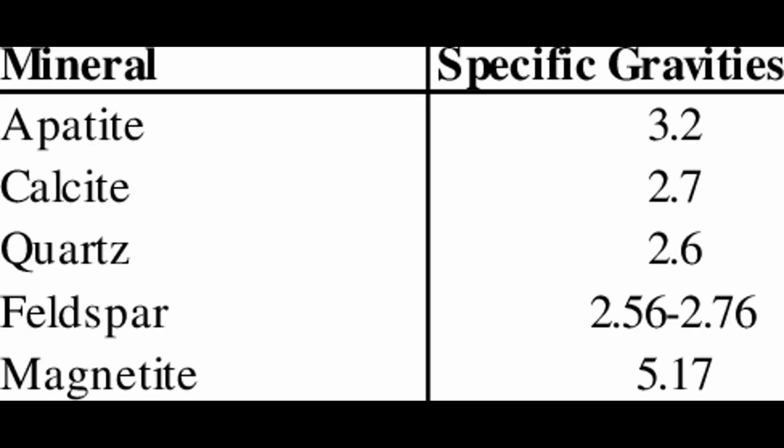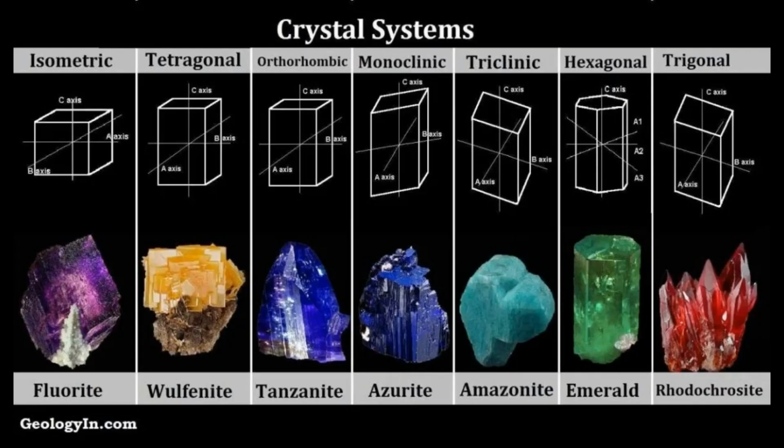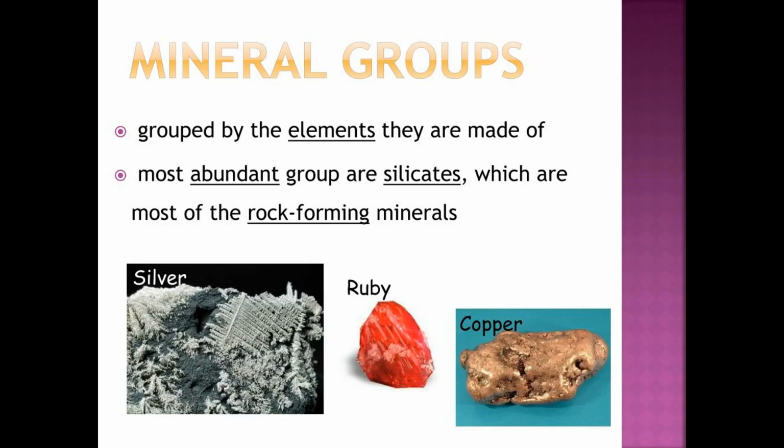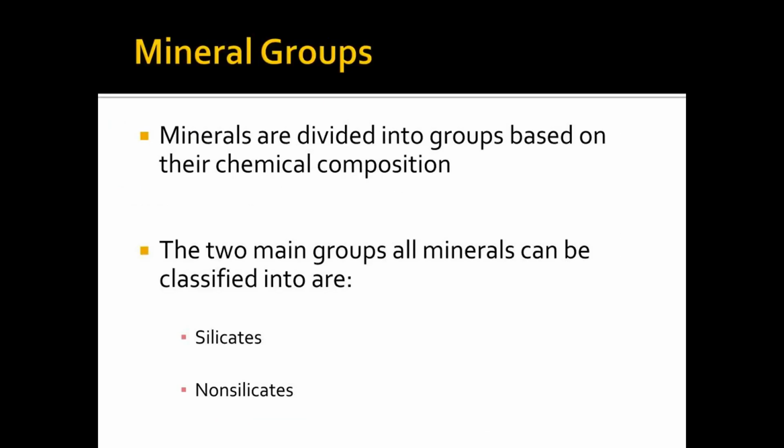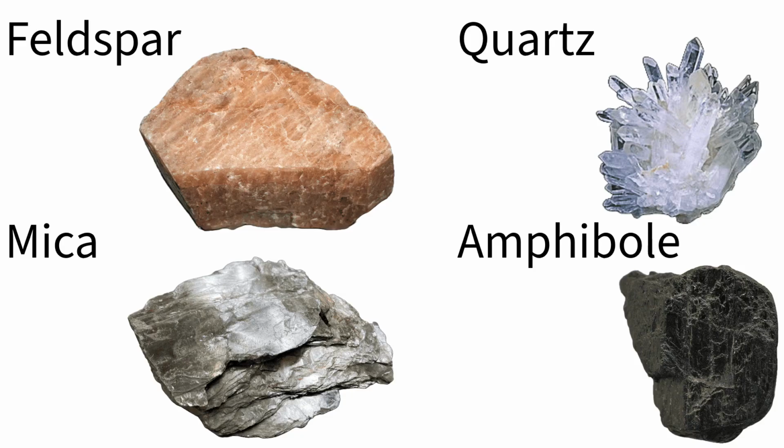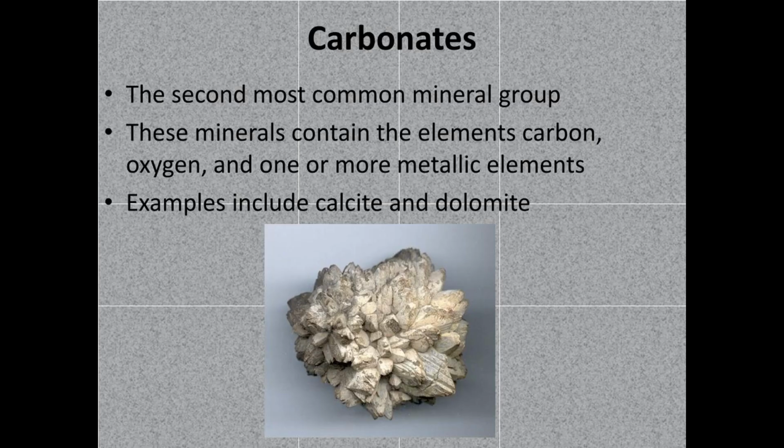Specific gravity is the density of a rock or mineral relative to water. And crystal form, a shape determined by atomic arrangement. Major mineral groups: we have silicates. These are the largest group, examples being quartz, feldspar, mica. We have carbonates, CO3 group, examples being calcite and dolomite.